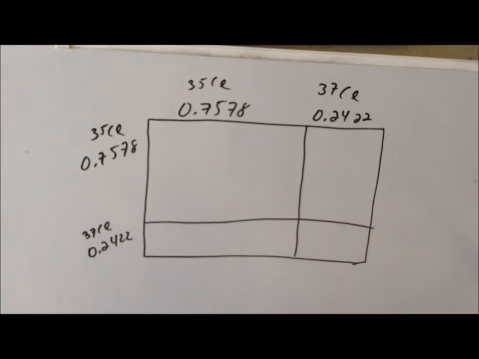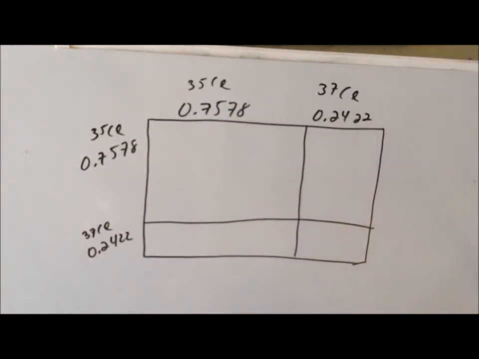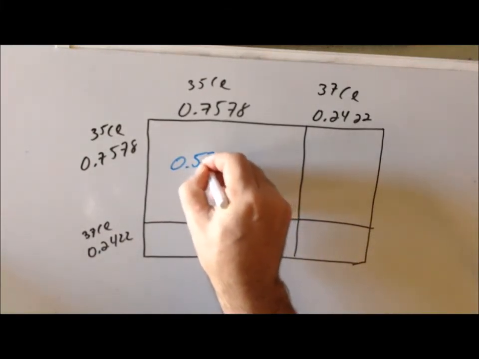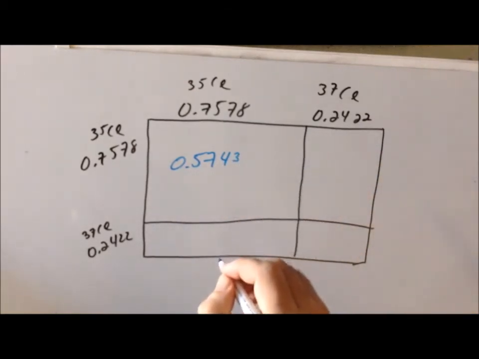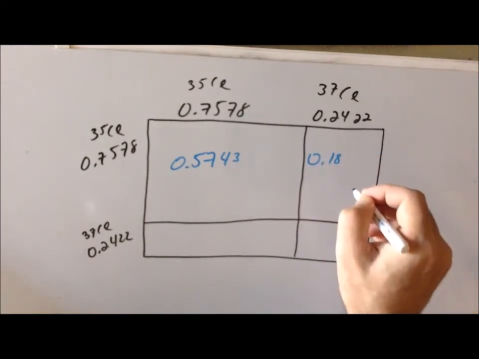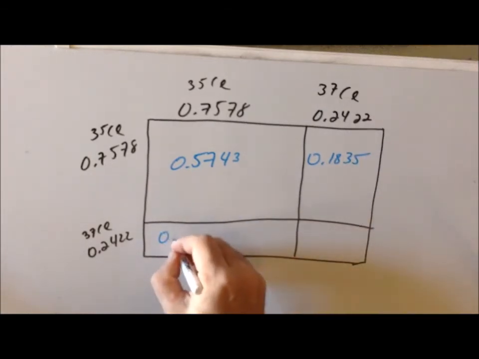And now we can fill in the entries into each box by multiplying the value of the row with the value of the column. Let's see what exact values we get when we do that. This ends up being 0.5743. Rounding these a little bit, so if they don't add up exactly to 100, that's why. 0.1835. 0.1835. And then 0.0590.